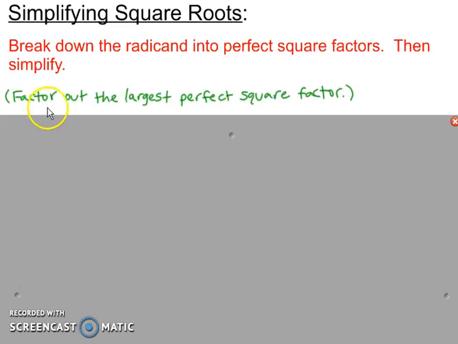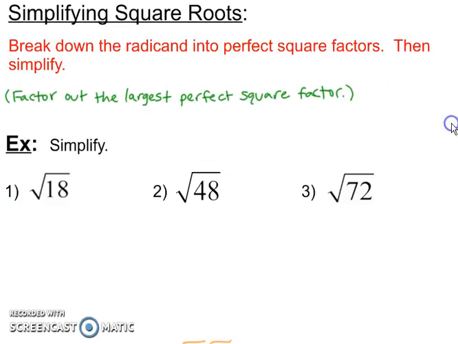You don't have to write what I have handwritten here in green, but I just wanted to point out that really when we're breaking down the radicand into perfect square factors, we're looking to factor out the largest perfect square factor that we can. That's going to make your life a lot easier: look for the largest perfect square that is a factor of your radicand. These are the 3 examples that we're going to do together right now.